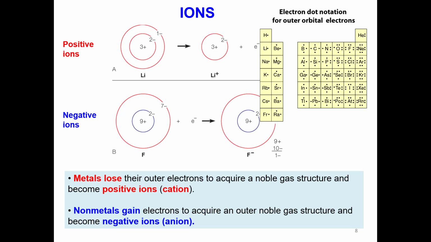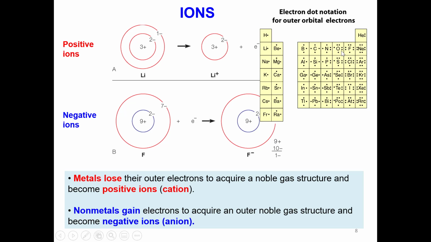For example, chlorine needs to gain 1 electron to be like argon, or bromine needs to gain 1 electron to be like krypton, or, for example, oxygen needs to gain 2 electrons to be like neon.